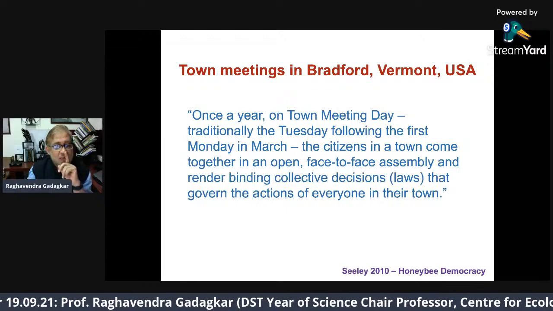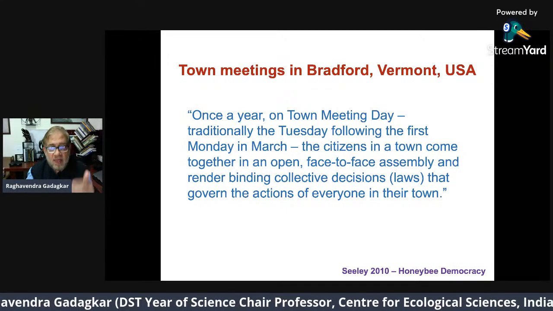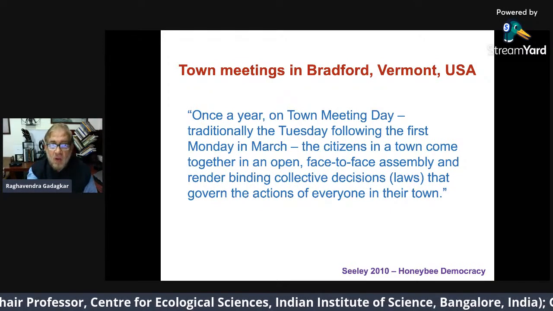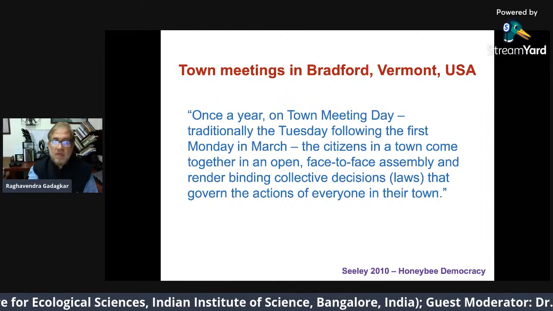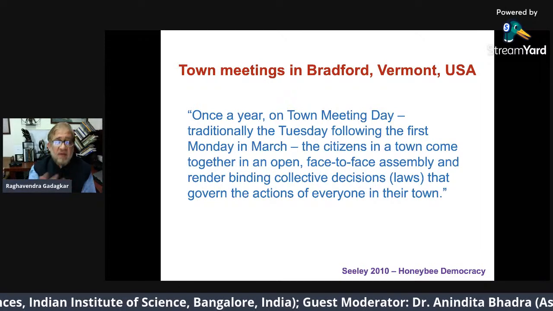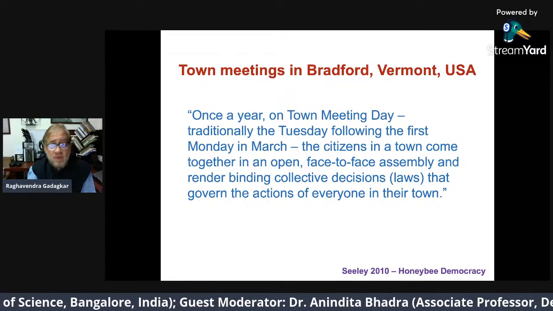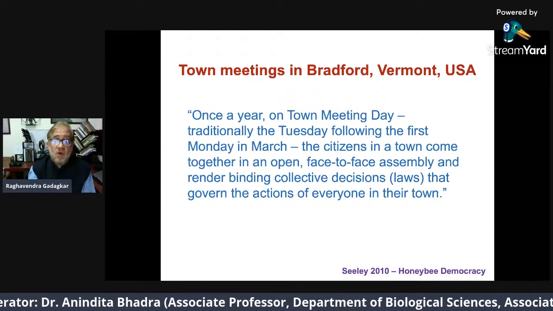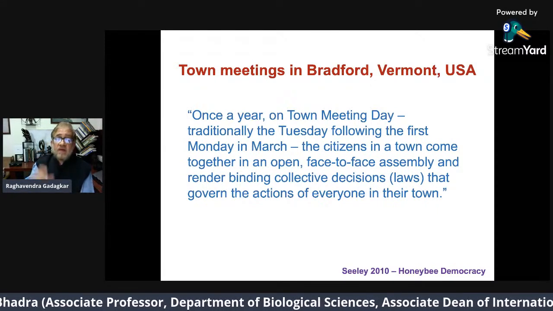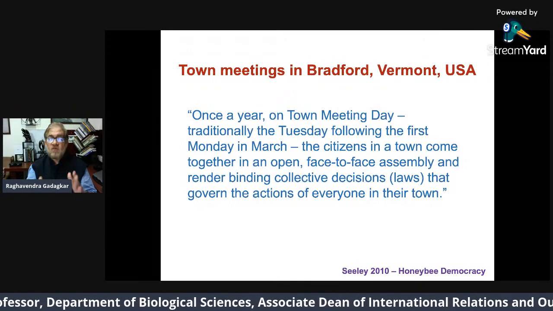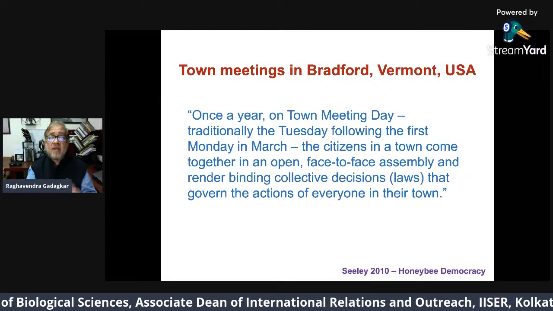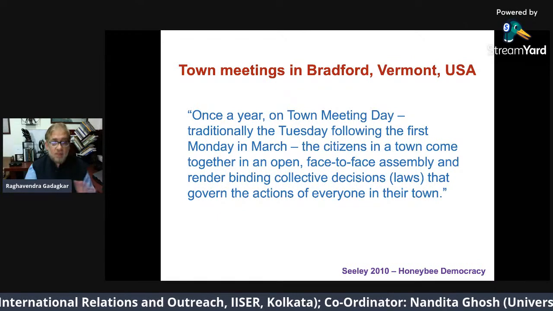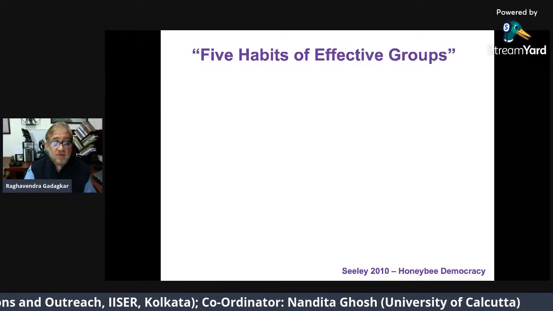Now, Thomas Seeley has actually compared the collective decision making of honeybees with human decision making. In fact, he compares this to what he calls town meetings in the city of Bradford in Vermont. He says that once a year, there's a town meeting day, traditionally the Tuesday following the first Monday in March. All the citizens in the town come together in an open face-to-face assembly and render binding collective decisions or laws that govern the actions of everyone in the town. So this is an example of how humans make collective decisions.